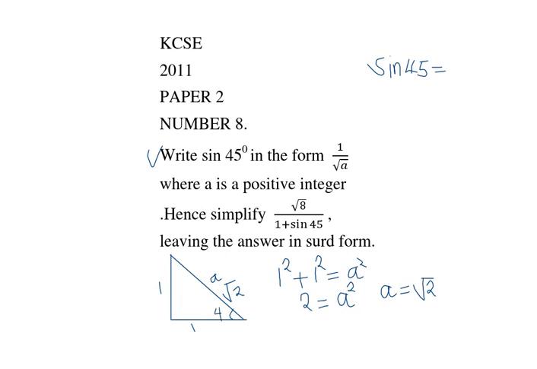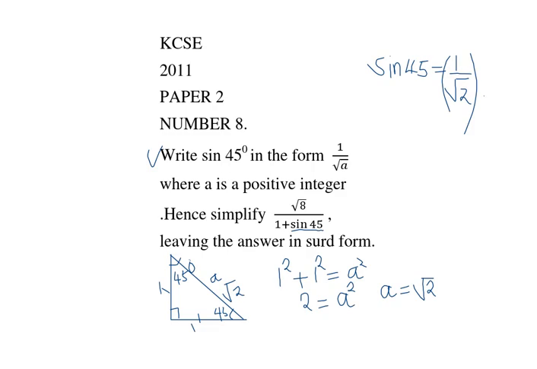This is 45 and even here is 45 because the triangle is isosceles and we have 90 degrees here. So opposite to 45 degrees we have 1, divided by the hypotenuse, which is root 2. Now we can express the sine 45 in this form.